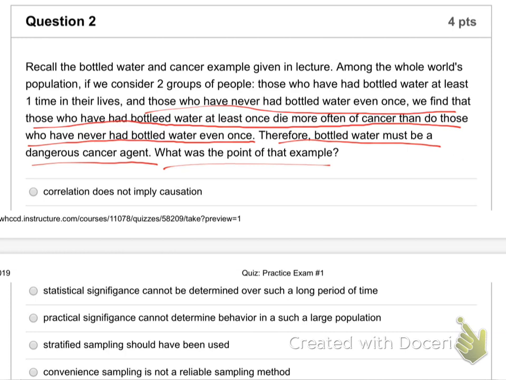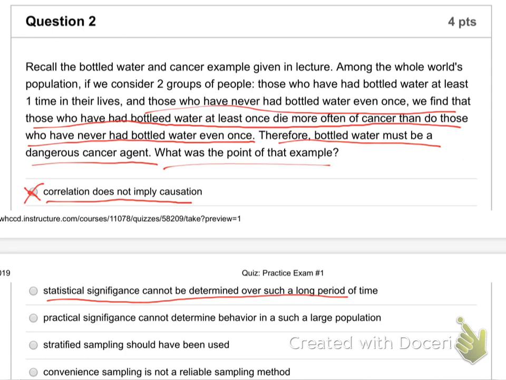Not really, huh? What was the point of that example? I'm checking if you got the point of that example. So was it correlation does not imply causation? Yes. Was it statistical significance cannot be determined over such a long period of time? There's only one answer, I'm not going to have multiple. Yeah, it is that first one. I heard a bunch of you say yeah. You're right. Correlation doesn't necessarily mean causation. Just because two things are connected doesn't mean one's causing the other. Just because the bottled water and the cancer are connected doesn't mean the water's causing cancer.